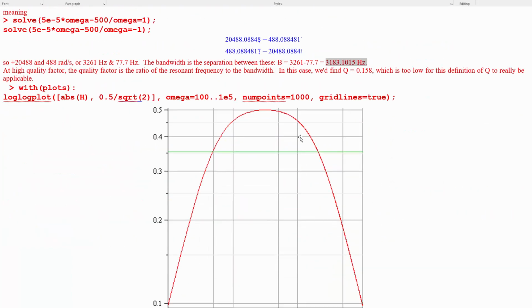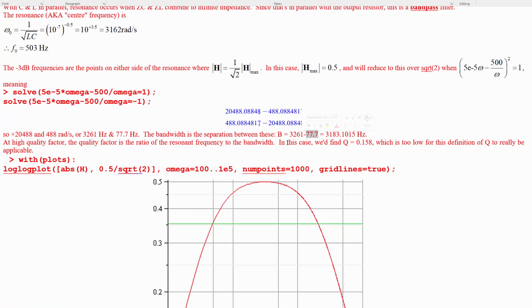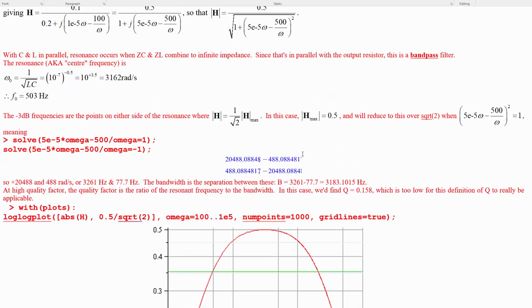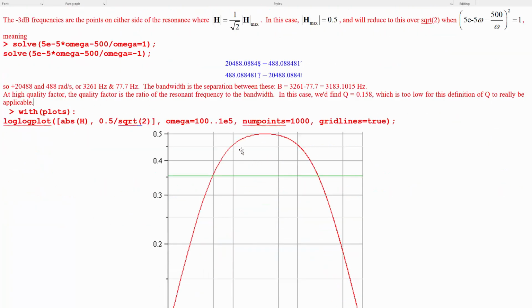And the bandwidth is the separation between these, which is 3183.1 hertz. And that's quite a lot higher than the lower of those frequencies, because this is quite a wide filter. We can still kind of define a quality factor for something like this. We end up with 0.158 by taking the ratio of the central frequency to the bandwidth.